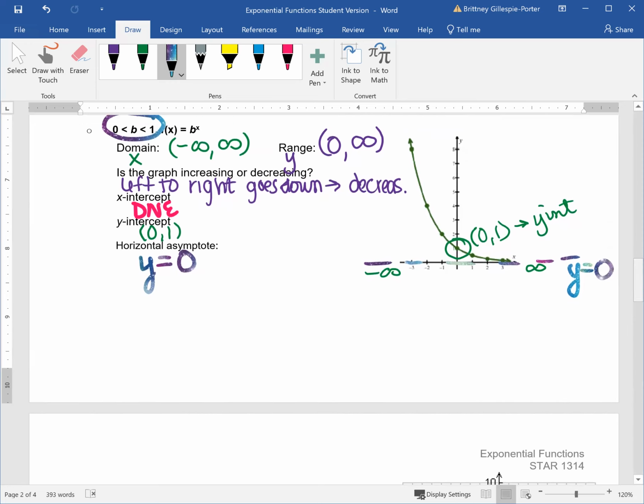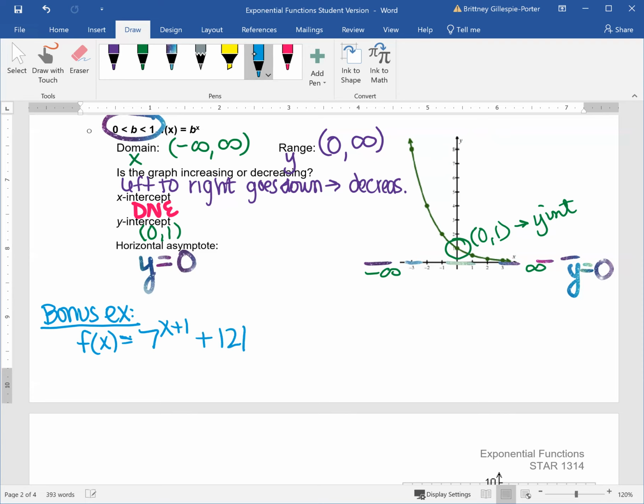Now, I know you may be wondering, is your horizontal asymptote ever not 0? Yes. So, bonus example. Let's say we have f of x equal to 7 to the x plus 1 plus 121. This guy is an exponential because our variable is in the exponent, which means that our domain is negative infinity to positive infinity.